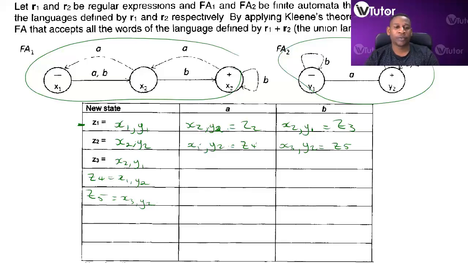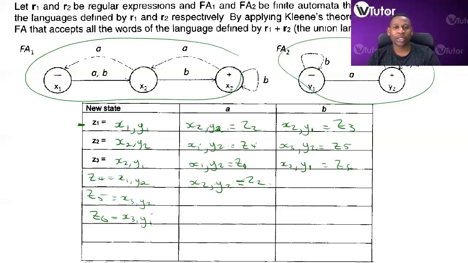Then if you are in X2 and you encounter an A, you go back to X1. If you're in Y1 and you encounter an A, you go to Y2. X1, Y2 is Z4. And then if you're in X2 and you encounter B, you go to X3. If you're in Y1 and you encounter B, you stay in Y1. So X3, Y1, we do not have it already, okay? So we're going to have Z6 being X3, Y1. So this is Z6. If you're in X1 and you encounter an A, you go to X2. Y2 and you encounter an A, you stay in Y2. So X2, Y2 is Z2.